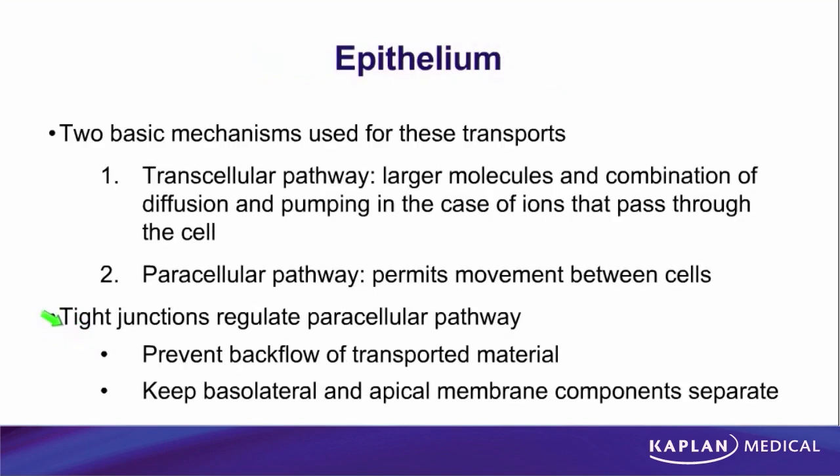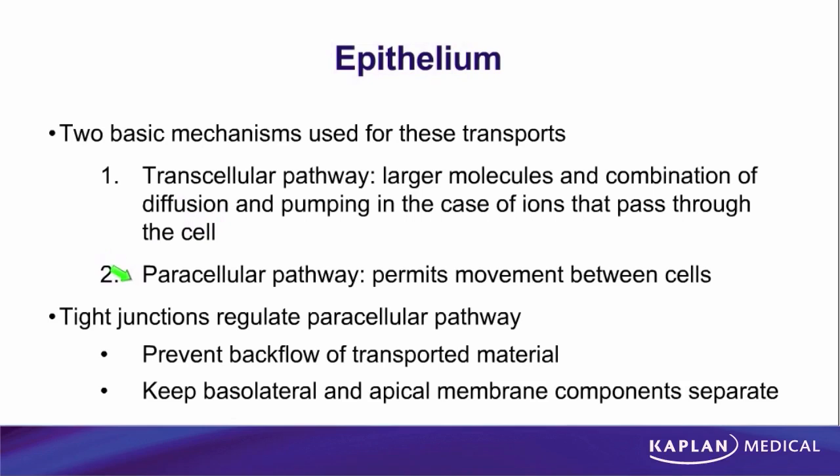Now, in order to get material from one side of an epithelial cell to the other side, there are really two basic mechanisms that can accomplish this. One mechanism is called the transcellular pathway, in which the material is being moved through the epithelial cell. In other words, it enters on one side of the epithelial cell, goes through the epithelial cell, and comes out the other side. The other pathway is called the paracellular pathway, in which it doesn't go into the epithelial cell at all, but rather goes around the epithelial cell, passing between epithelial cells.